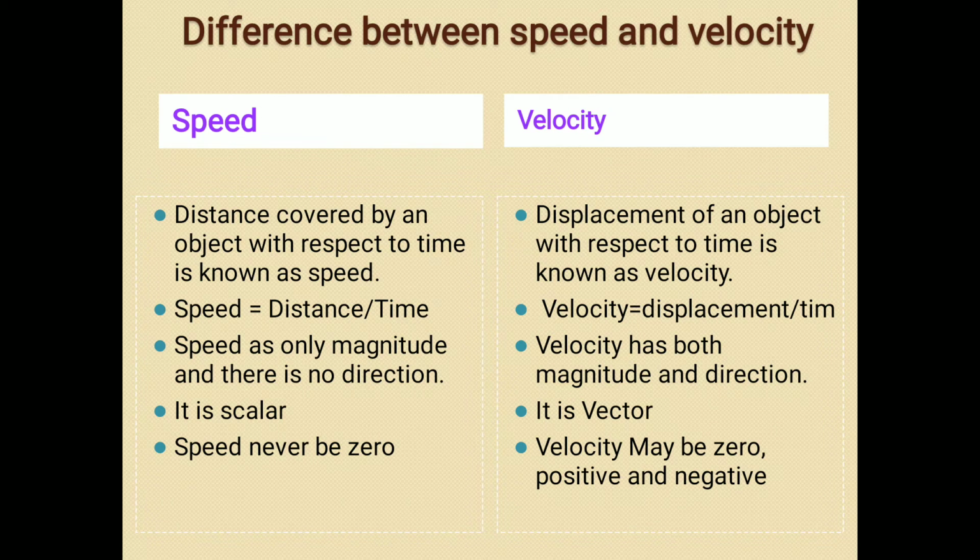And speed can never be 0. Why? Because distance can never be 0, no? So distance can never be 0, which means obviously speed can never be 0. But velocity may be 0. When will velocity become 0? Obviously when displacement is 0. Already we have discussed that displacement may be 0 but distance can never be 0. So velocity may be 0, positive or negative. I hope this difference between speed and velocity is clear.